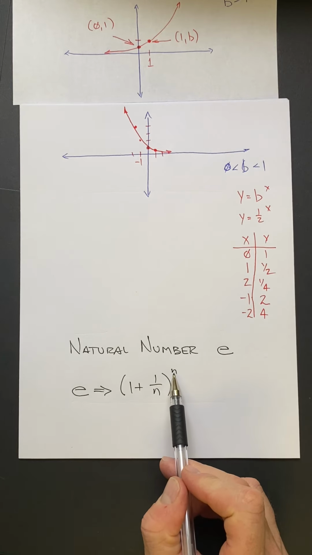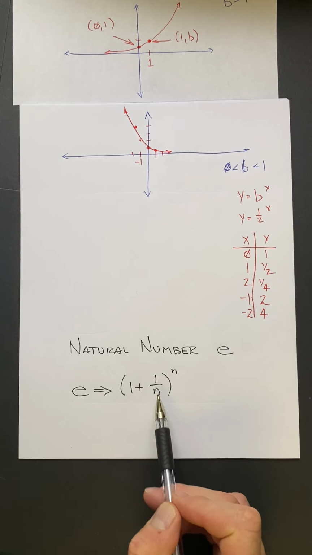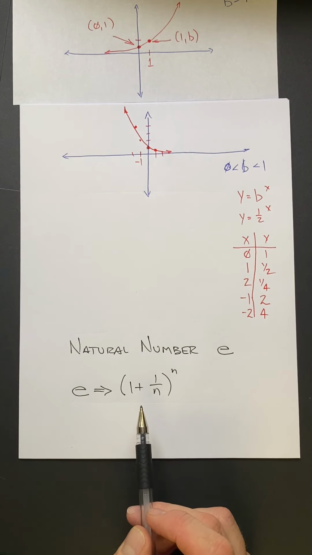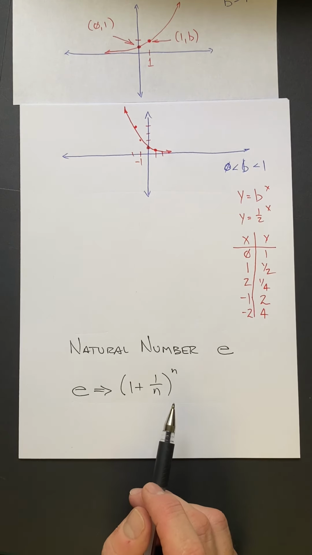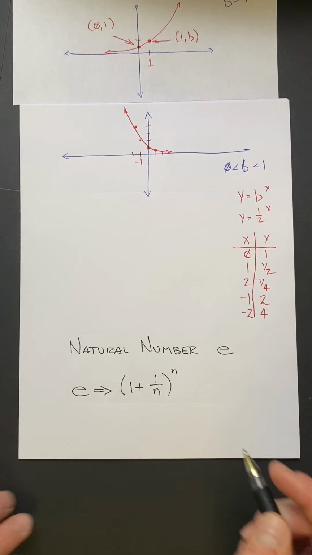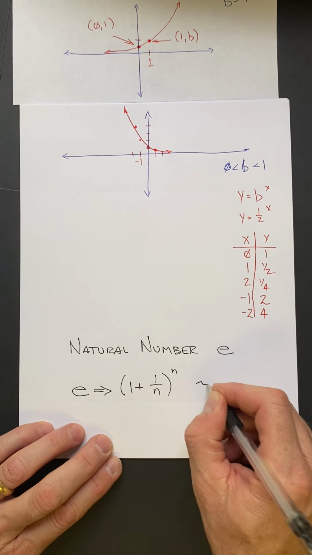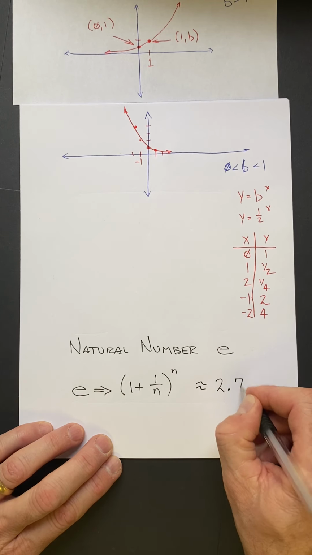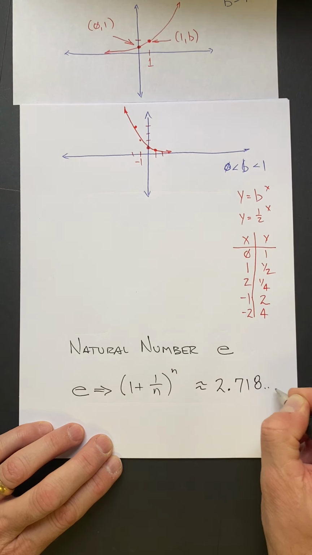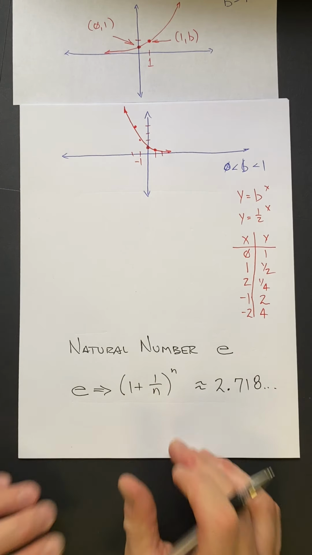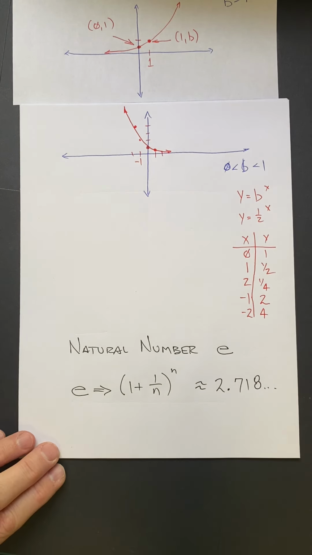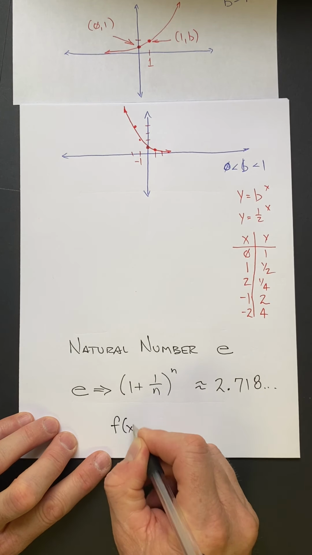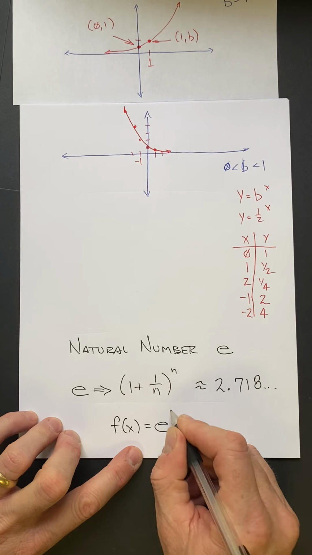Okay, and e is represented by the equation (1 + 1/n)^n. So as n increases, we're giving ourselves more and more accuracy on this number. And what you're going to find out as n increases is we're going to get a value that looks like 2.718, continuing on.